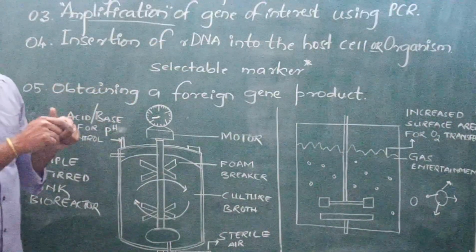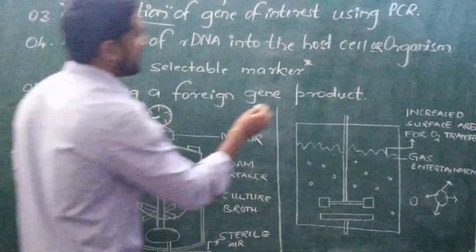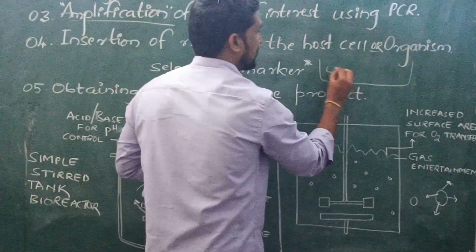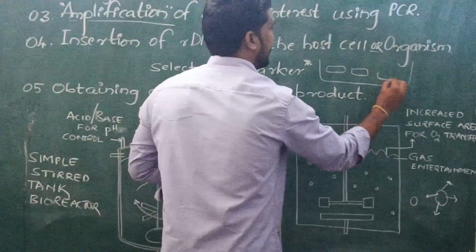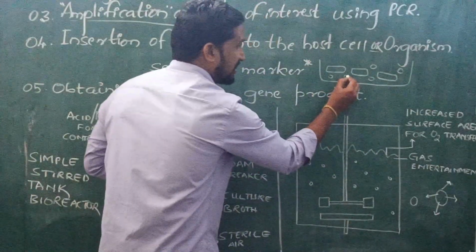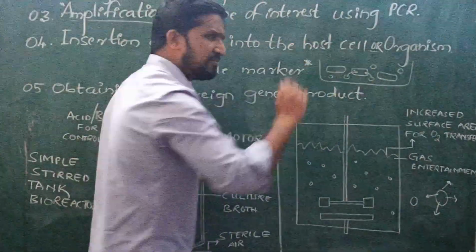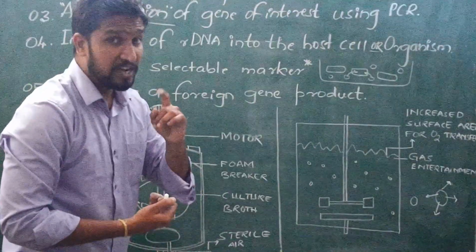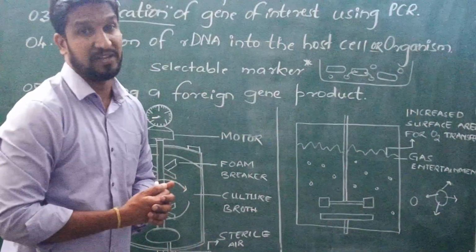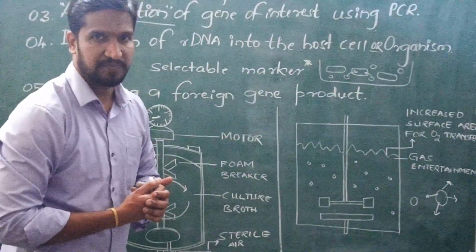So after inserting the rDNA into the host cell, consider this is a petri dish, this is a host cell, and in this host cell these are the recombinant vectors. Now these recombinants should take entry into the host cell. It may take 1 or 2, it's immaterial, because one bacterial cell can consist of 10 to 15 copies of a plasmid. That is a very important point to be remembered by the student, right?